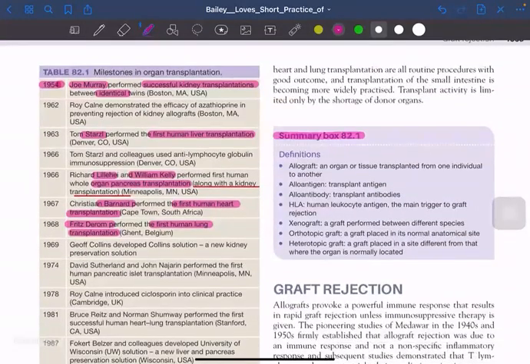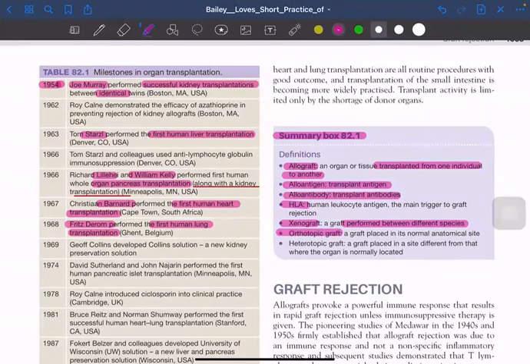Now let's look at the summary box here. The allograft is an organ or tissue transplanted from one individual to another, from the same species. Then alloantigens are the transplant antigens, and alloantibodies are transplant antibodies. These are a few terms which are used repeatedly in the subsequent part of the chapter. Then we know what is HLA. Xenograft is something which is performed between different species. Then there is orthotopic graft and heterotopic graft.